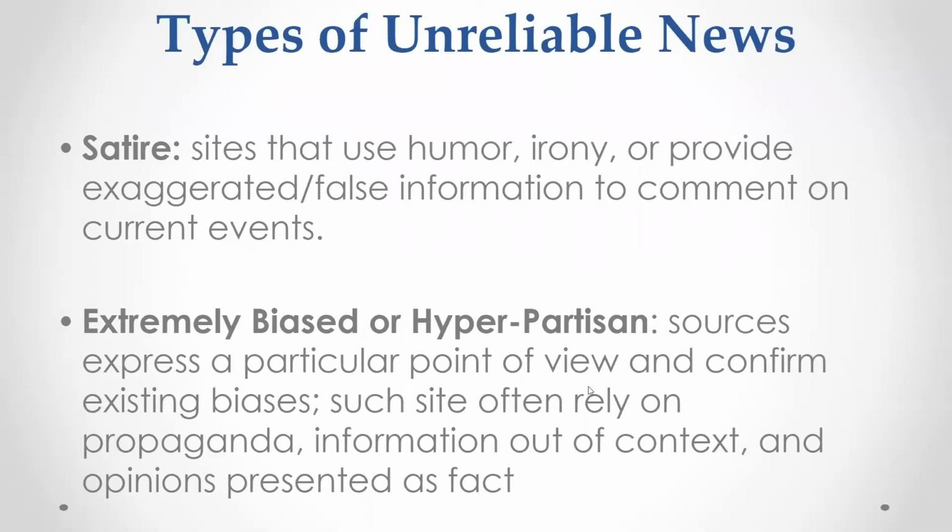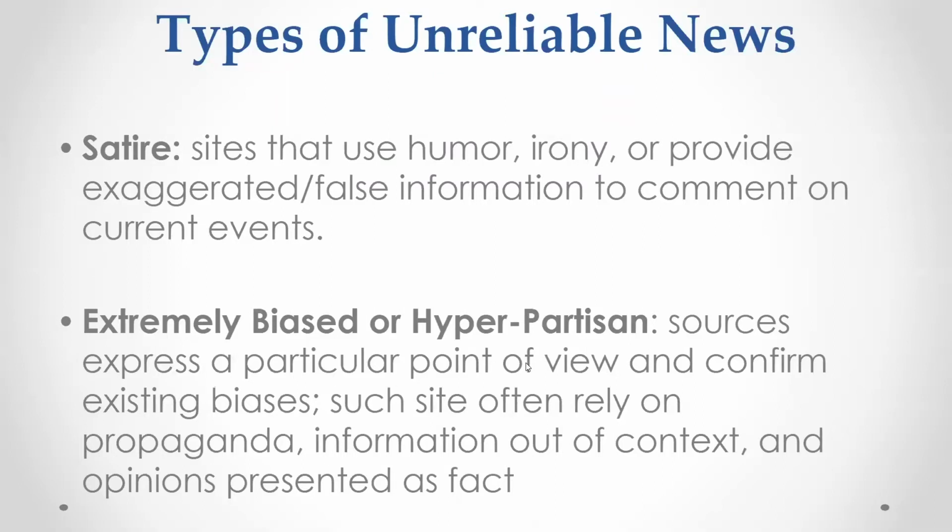Okay, so there are many types of unreliable news. The first kind is satire, which is basically the use of humor or irony, or using exaggerated or false information in order to comment on a current event. Sometimes it is hard to determine whether a site is using satire, but you can often tell if they're using unrealistic or exaggerated examples and metaphors when they are writing the news article.